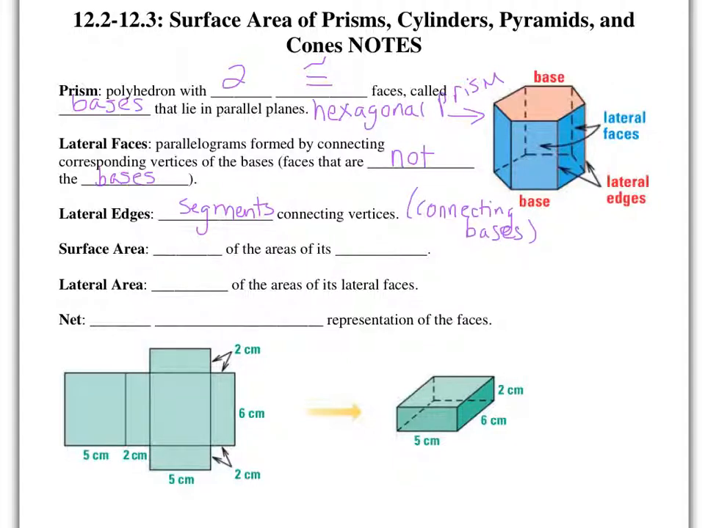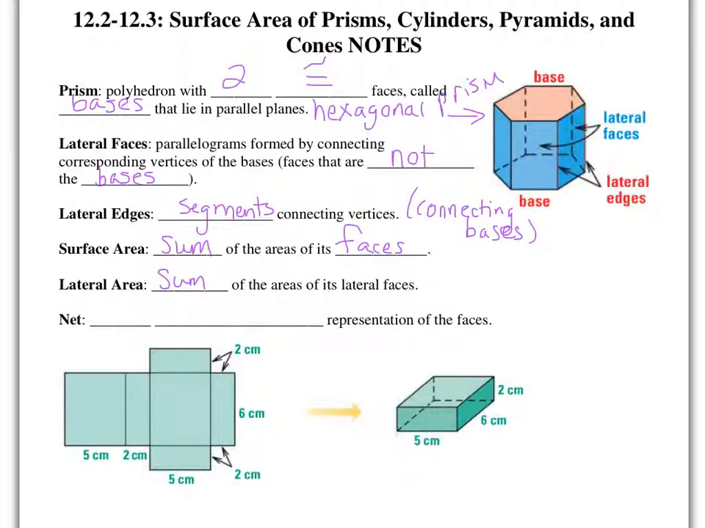The surface area is when we take the sum of all of its faces. So that means all the flat faces, so that means also the bases. The lateral area then is when we just take the sum of the lateral faces. So if you look over in blue, that is the parts in blue, so it's not the bases.